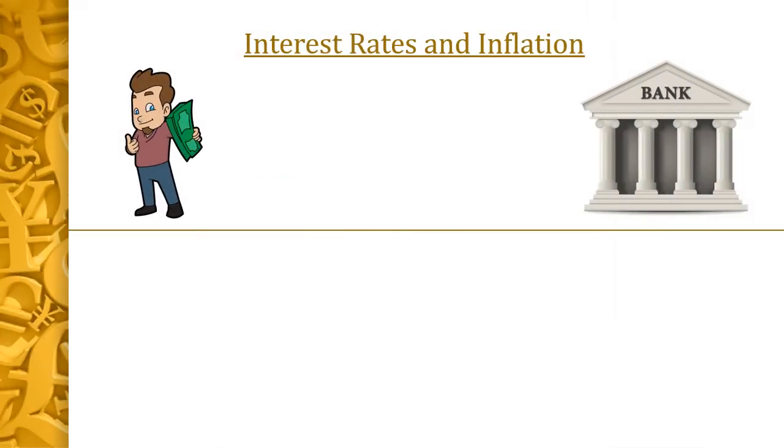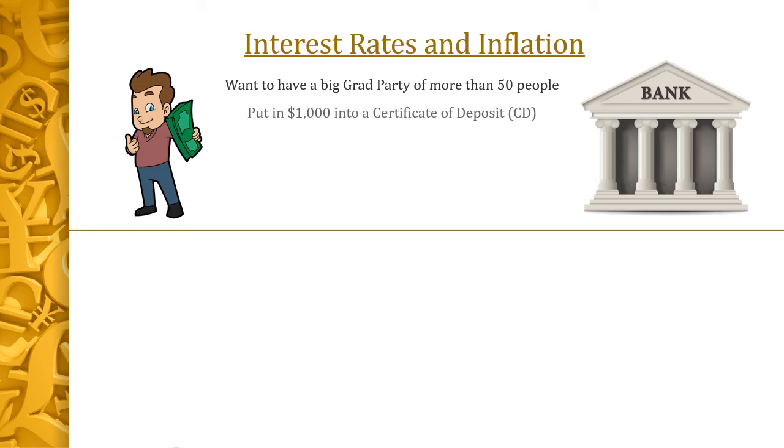Since we're talking about inflation in this chapter, we have to look at inflation and interest rates and see how those play out. Now we've got Marco over here. Marco is about to graduate from school, and he says, I want to have this big old grad party. I want to have more than 50 people. And so he has $1,000. And he said, I think I'll put this in a certificate of deposit because right now they're going to give me a 10% annual rate. And it's going to be a year before I graduate. So at the end of the year, I'm going to take this money out.